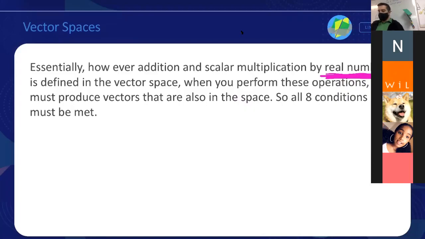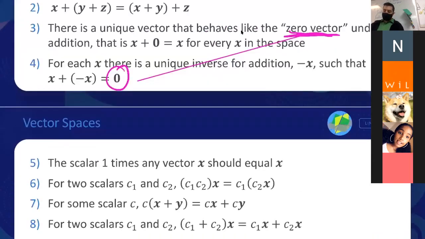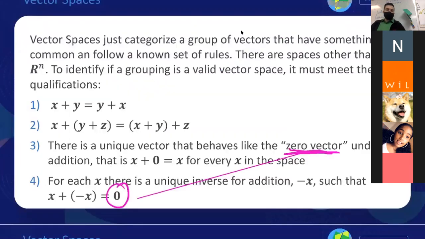So if I take R2, and I took two vectors in R2 and added them, the order I added them in wouldn't matter. Okay, 1 and 2 would be fine. In R2, the zero vector is literally 0, 0. If I take the vector 0, 0 and add it to any other two-dimensional vector, nothing will change. For number 4, if I have a vector A, B, I could add the vector negative A, negative B to it and get 0, 0.